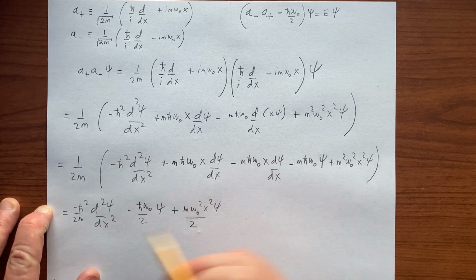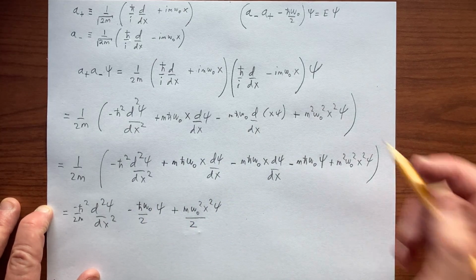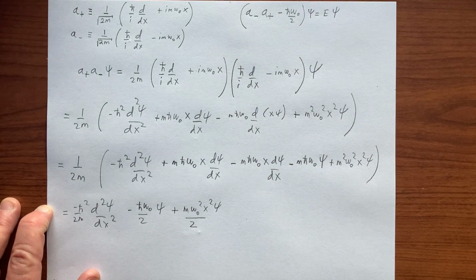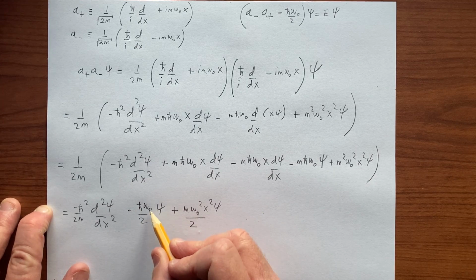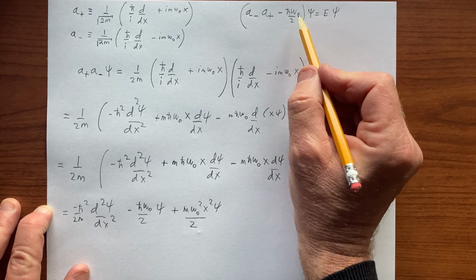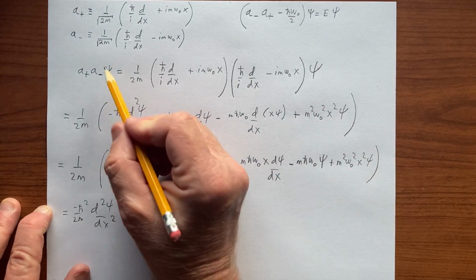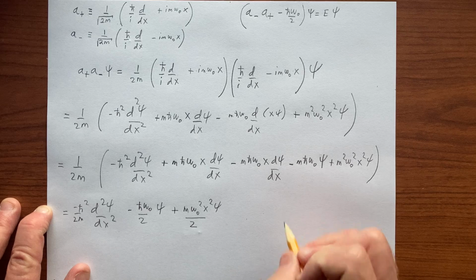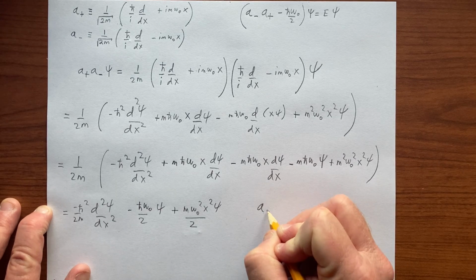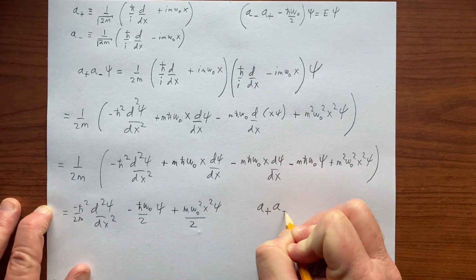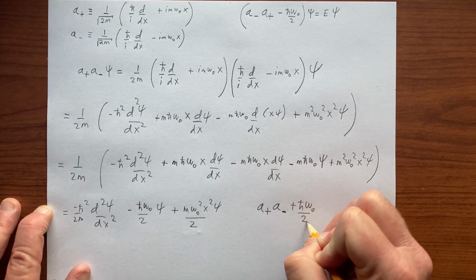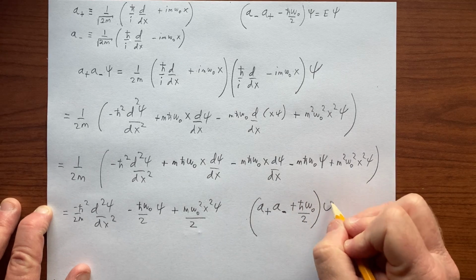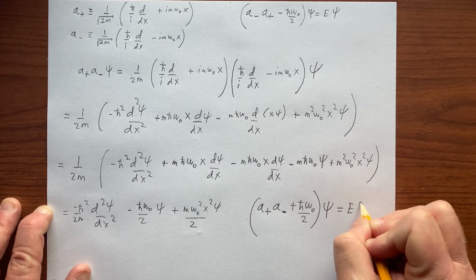And so this is almost like the left-hand side of the Schrodinger equation. It's almost like this term, except we have this extra piece. So we want to add a term, just like here we subtracted a term like that when we flip these two. So another way of writing the Schrodinger equation, therefore, is a plus a minus plus h bar times the angular frequency over 2 psi equals E times psi.